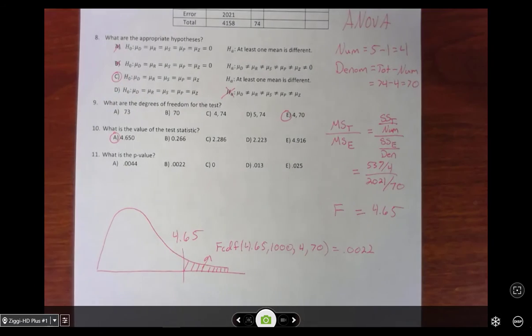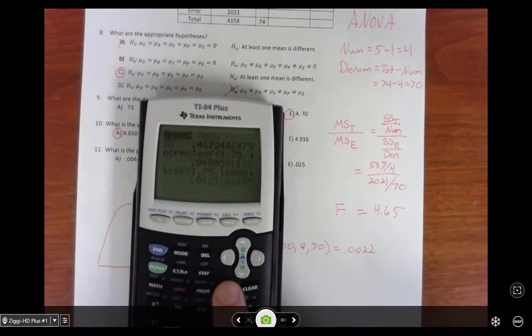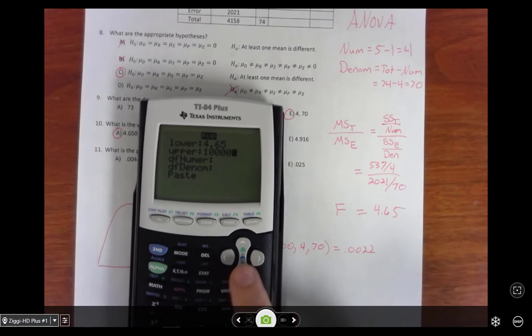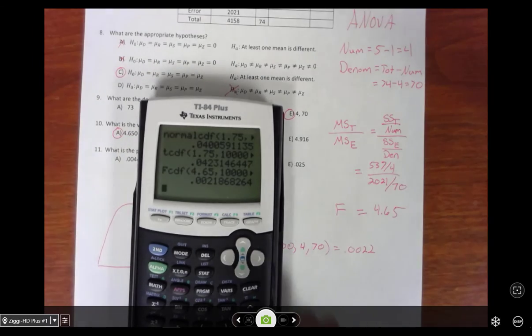How we do it on our calculator is we find FCDF in the same place we find all our other ones. We just scroll down until we see FCDF. 4.65, some large positive number, 4 for our numerator, 70 for our denominator, and we get 0.0022.